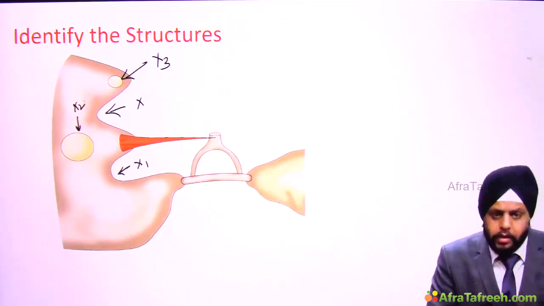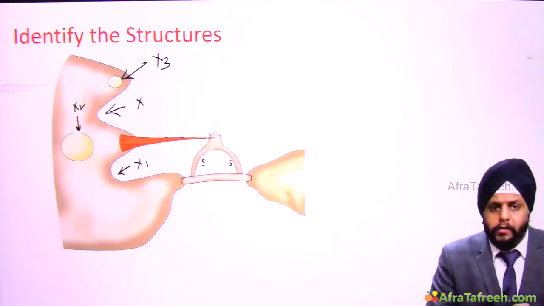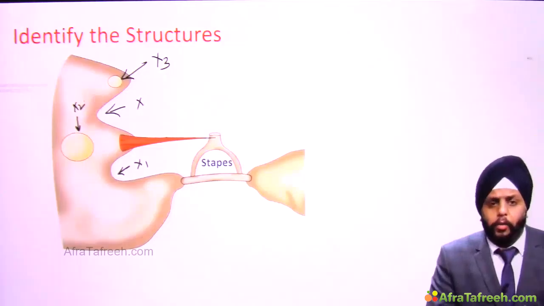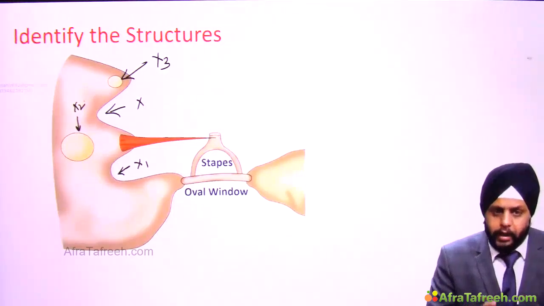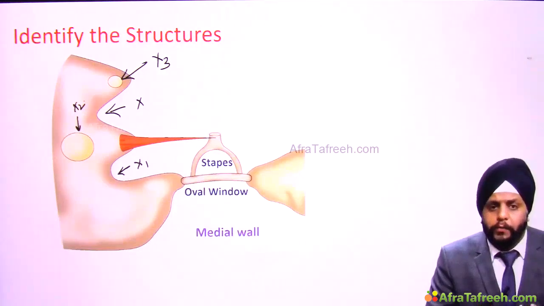Now what is the first thing that you are able to identify? The first thing you can identify over here is the stapes bone, a unique bone, just like a stirrup. You can see the stapes head, the two cruras, and the foot plate. Now where is the foot plate of stapes? On the oval window. So that means which wall is it? This is the medial wall of the middle ear.